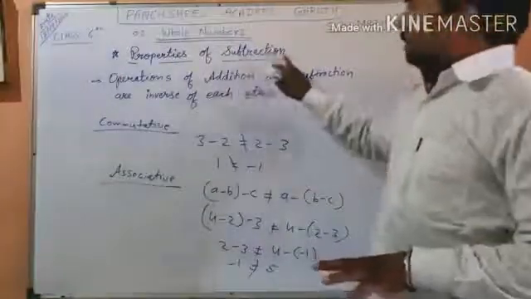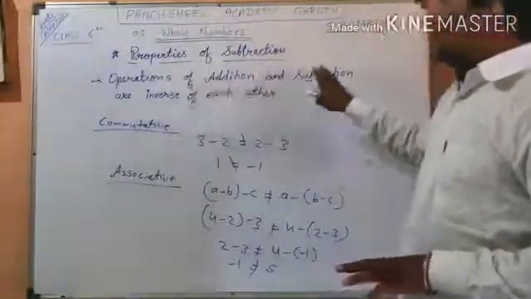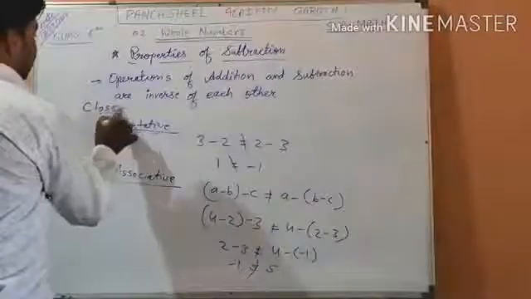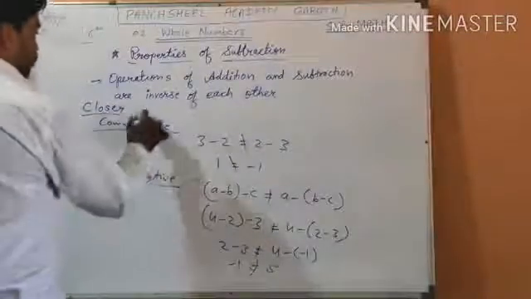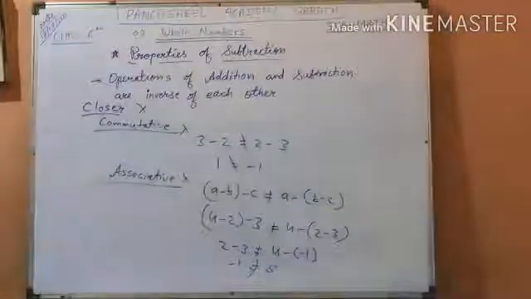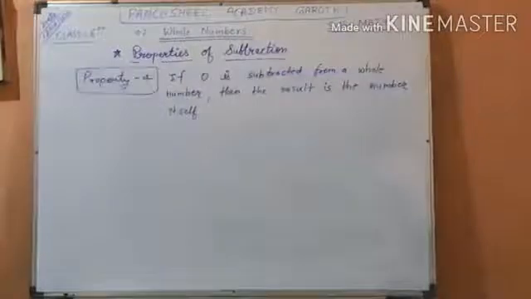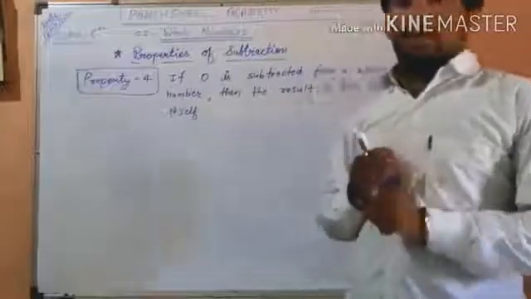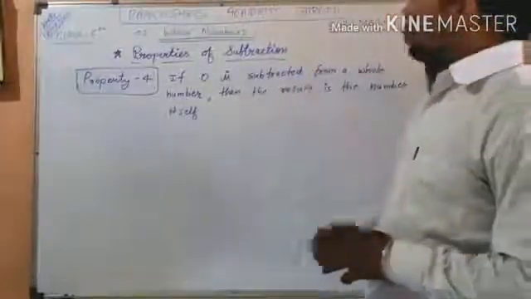In subtraction, the operations of addition and subtraction are inverse of each other. That's why the closure property, commutative property and associative property do not hold for subtraction. Okay. Now property 4. So property first, property second and property third are not good for subtraction.